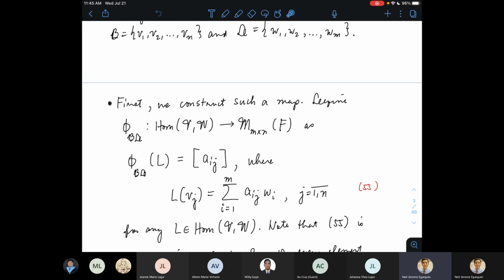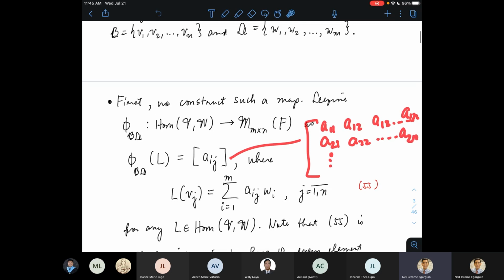We could have chosen parentheses, pero let's stick to brackets. So Aij is just the matrix A11, A12, A13, and so on until A1n. Then A21, A22, and so on until A2n, until Am1, Am2, until Amn. Okay. Yun lang yung notation natin.